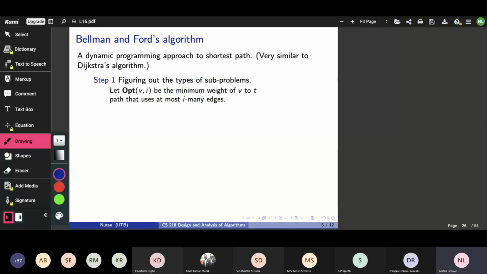So I'll define my subproblem as follows. My subproblem is opt of v comma i. Or, if I were to follow the notation from my previous subproblems, then I want it to be opt v t i. So what is it? It is the minimum weight of a v to t path that uses at most i many edges along it.